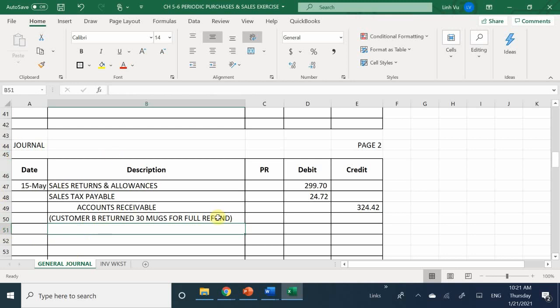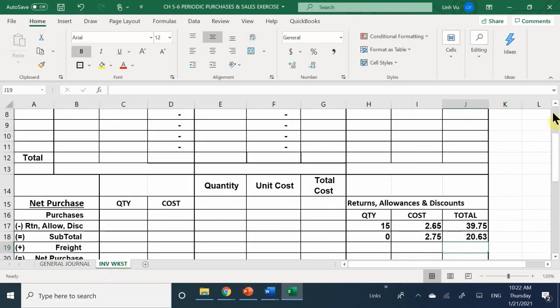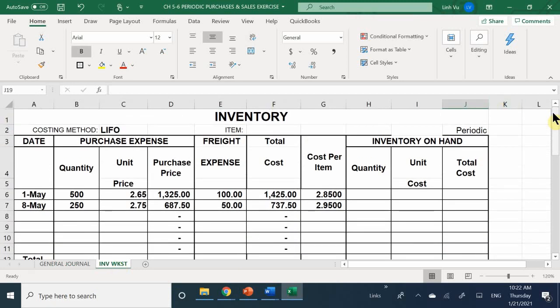So now the question here is, now that he's refunding our items, does that affect our inventory worksheet? If this customer is returning items to us, does that affect our inventory worksheet?